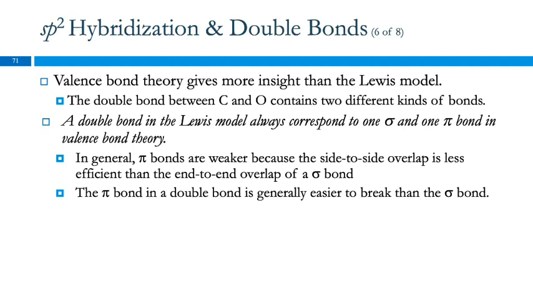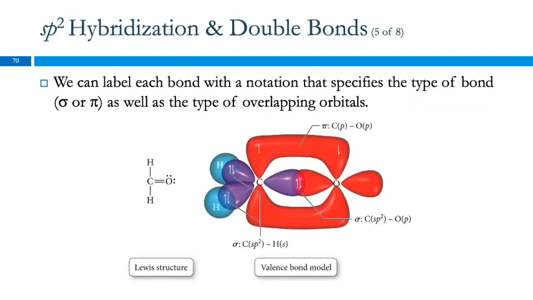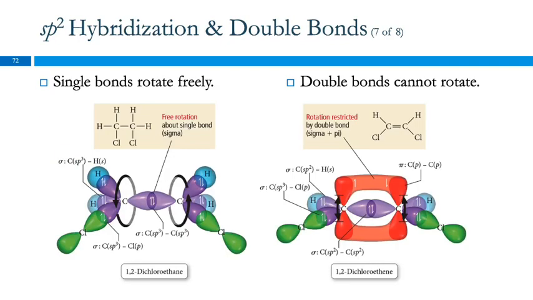When we look at a double bond in the Lewis model, anytime you see a double bond, it's always a sigma and a pi bond. So here, when we see this double bond right here in the Lewis structure, it's a sigma bond and a pi bond. This also helps us to understand some aspects of the nature of these bonds.